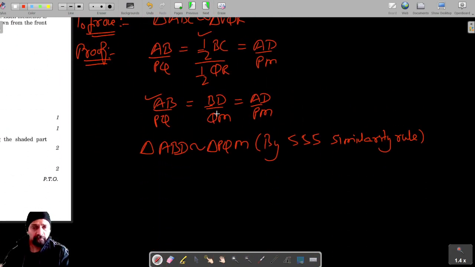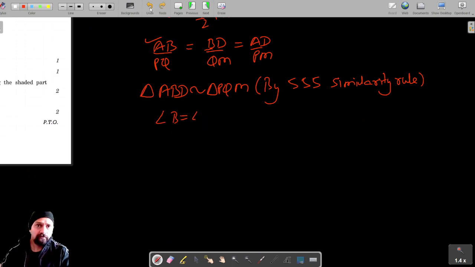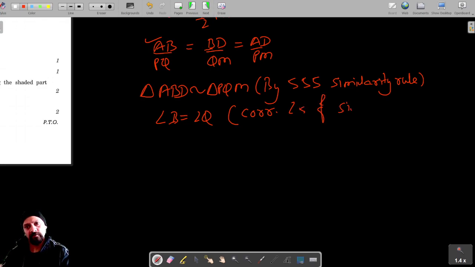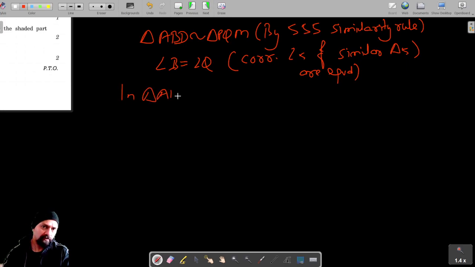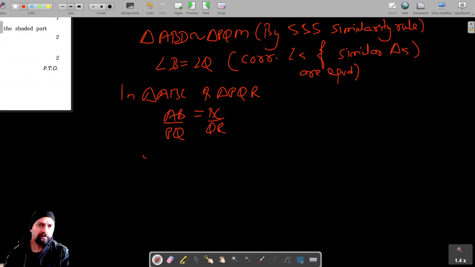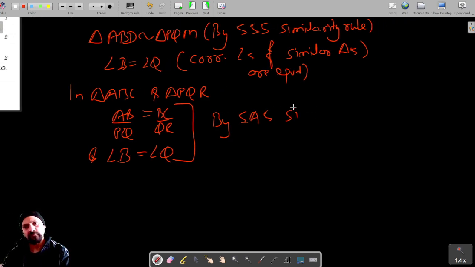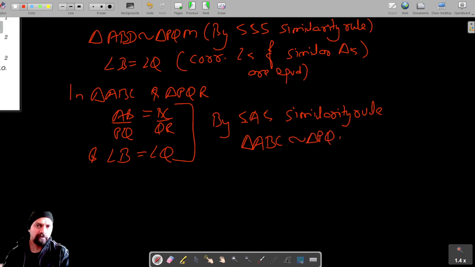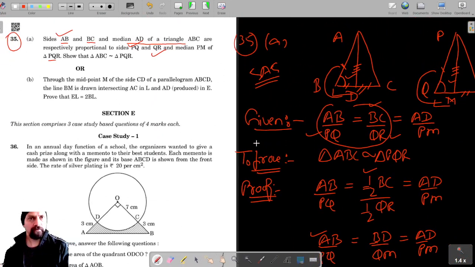If these triangles are similar, that means angle B is equal to angle Q, and the reason being, corresponding angles of similar triangles are equal. Now let's move to the bigger triangles. In triangle ABC and triangle PQR, it's already given AB upon PQ is equal to BC upon QR, and angle B is equal to angle Q. So therefore, by the SAS similarity rule, triangle ABC is similar to triangle PQR. And this solves our question number 35, part A.